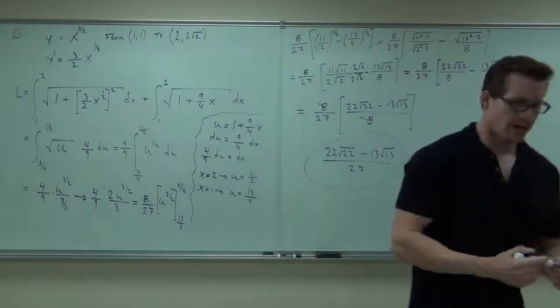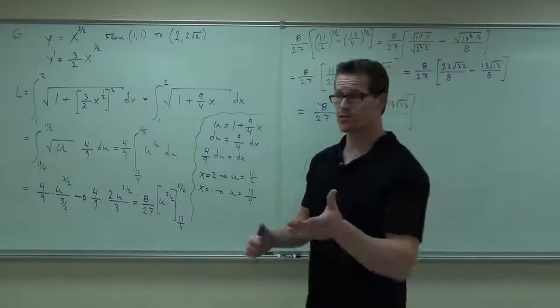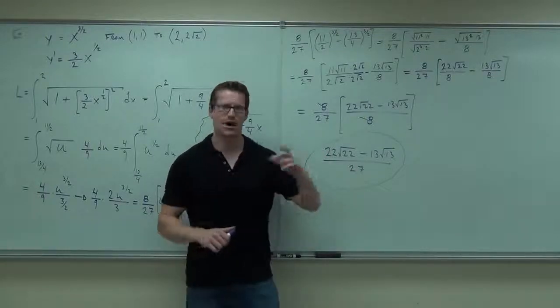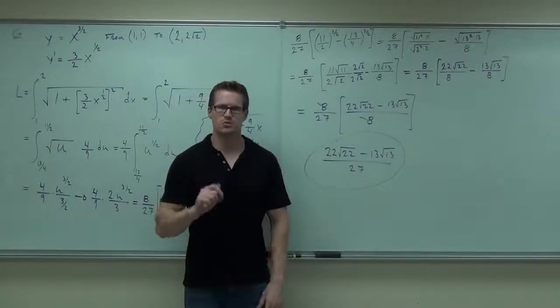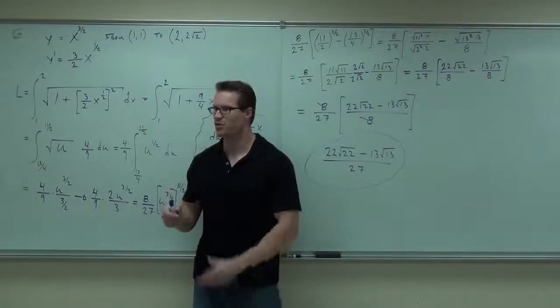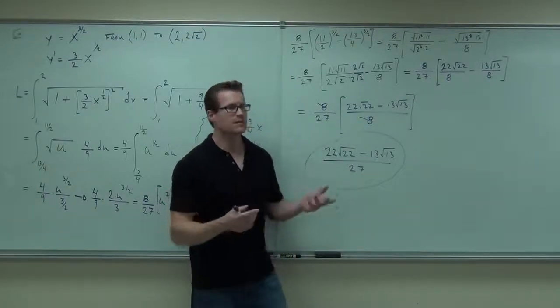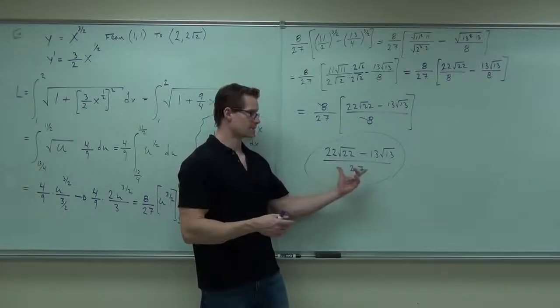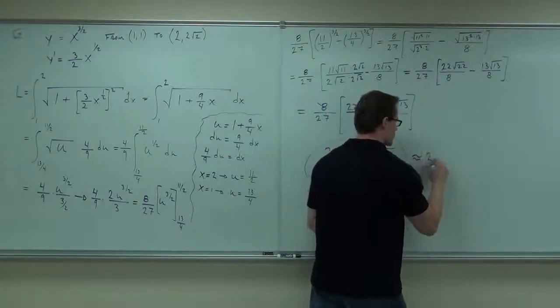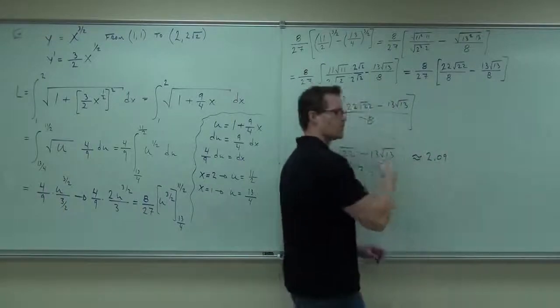If you want to evaluate, you could evaluate, couldn't you? 22 times root 22 minus 13 times root 13, all over 27. You get 2.09 is the answer. So all this work, we found the length of a line though, didn't we? This is the exact answer. It's approximately 2.09, whatever the units are.